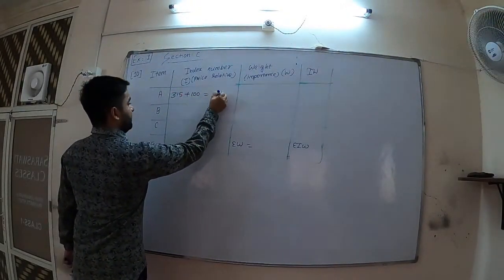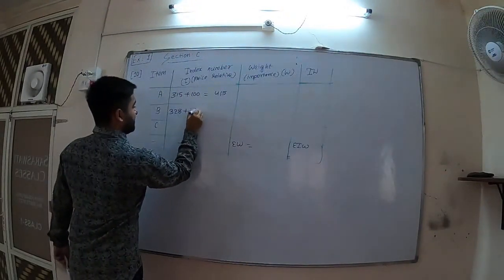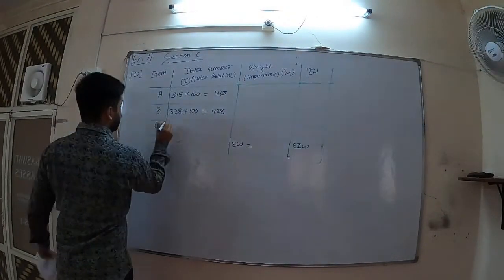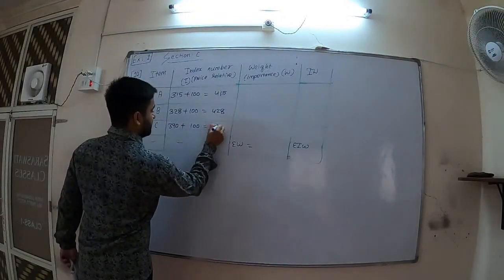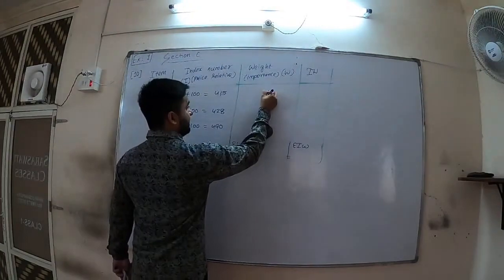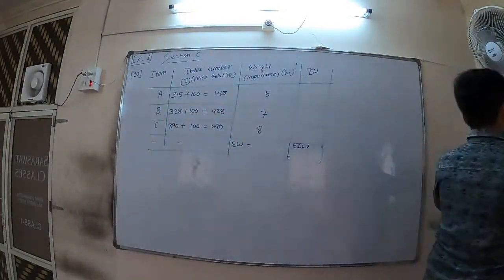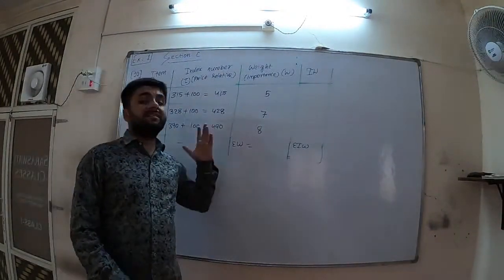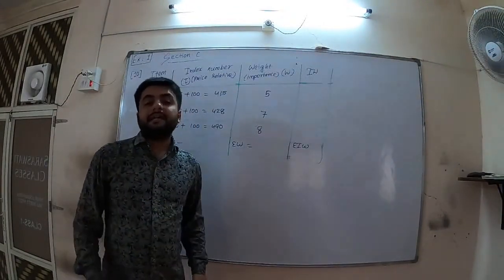315 plus 100, 415. 328 plus 100 means 428. The last was 390, 390 plus 100 is 490. Now their weightage, their importance, is 5, 7 and 8. Okay? Very simple. But the thing which is important is that plus 100 should be done because of percentage increase, and minus 100 where percentage decrease.